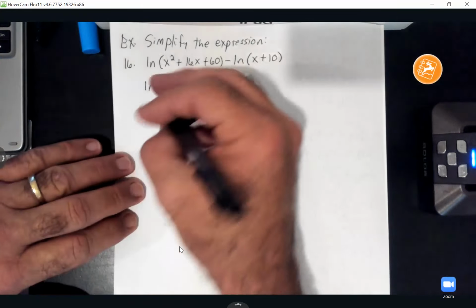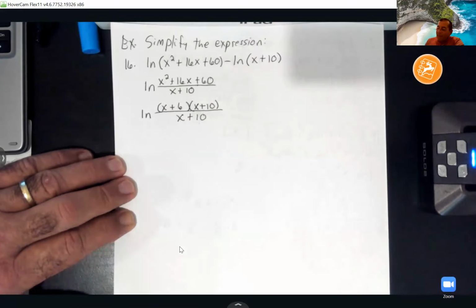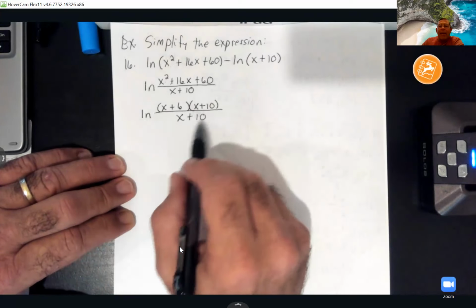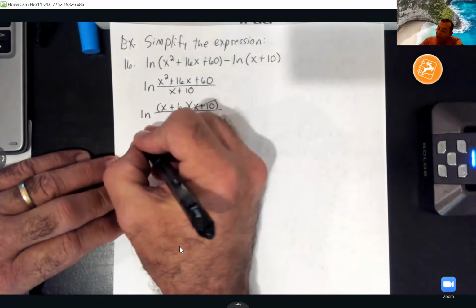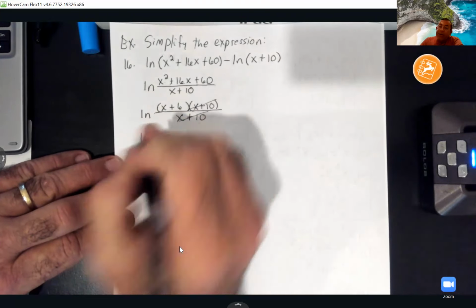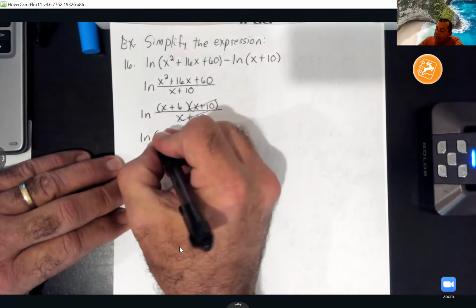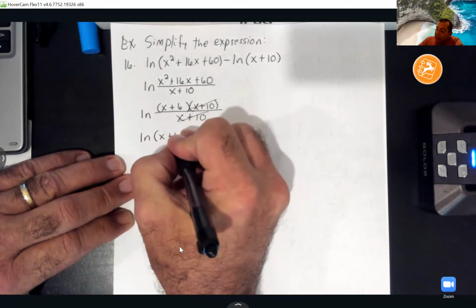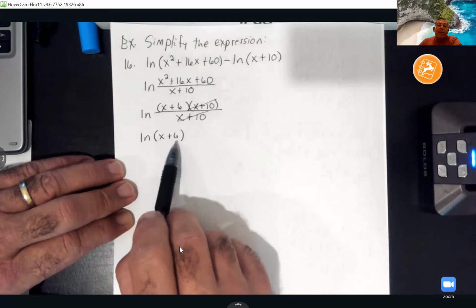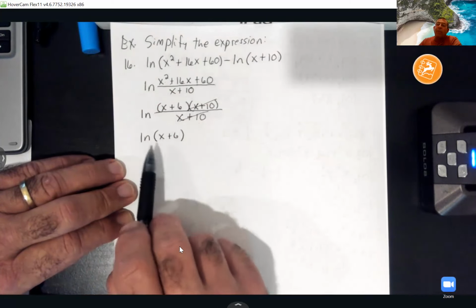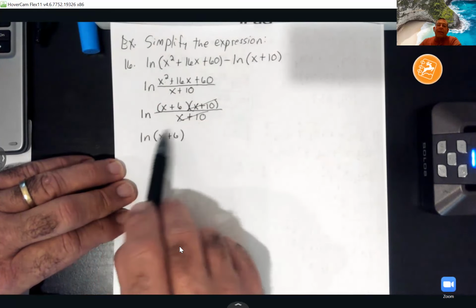10 and 6. Well, guess what? I now have a factor that's going to cancel. So that x plus 10 cancels out. And y'all, our final answer, now here's where you got to be careful. You got to keep the x plus 6 in parentheses on that answer. Because if you write ln of x plus 6 without parentheses, it will count it wrong because the ln would only apply to the x and not to both.